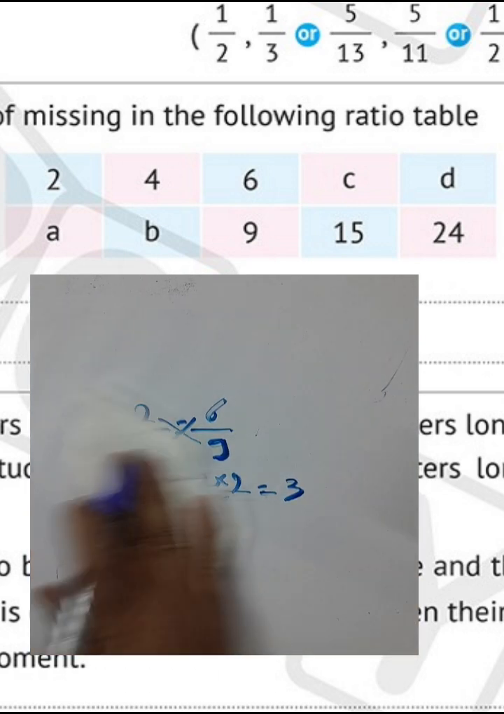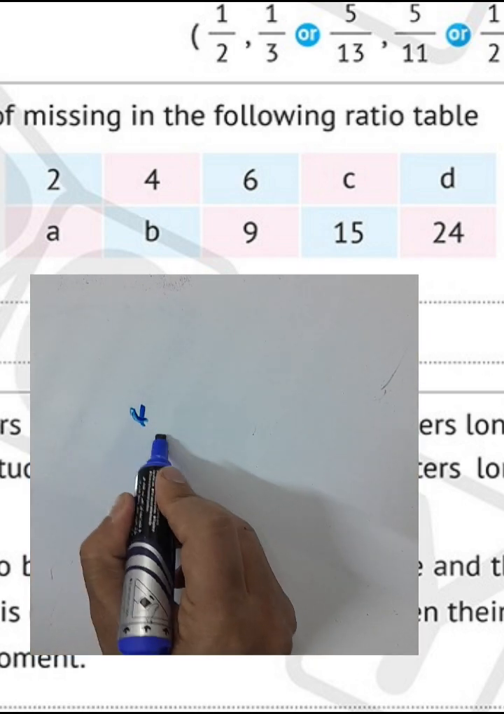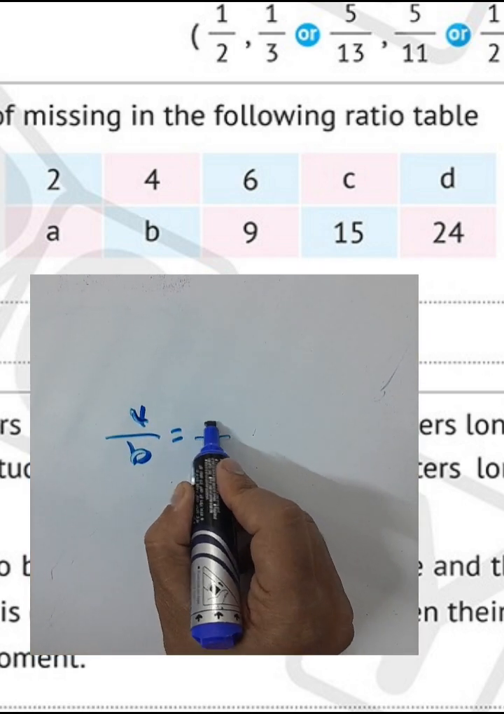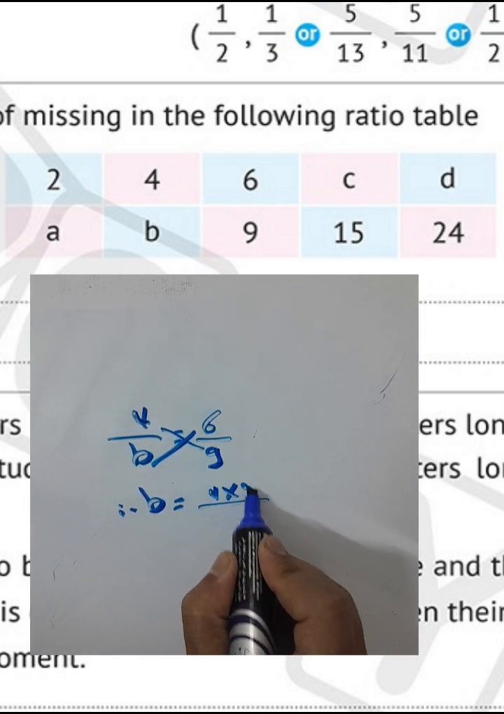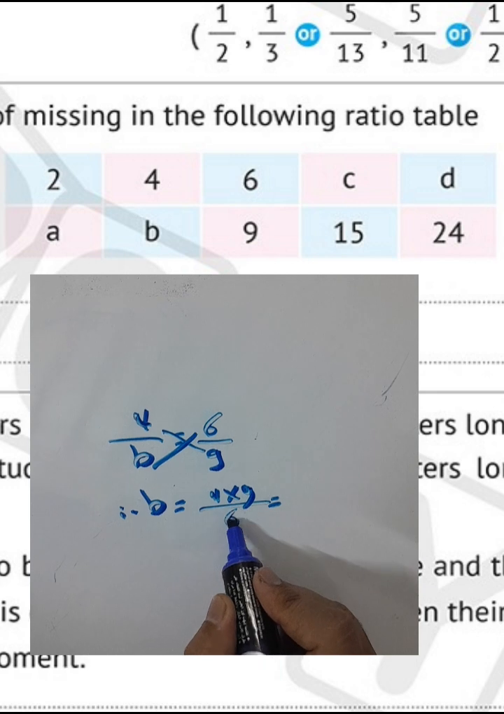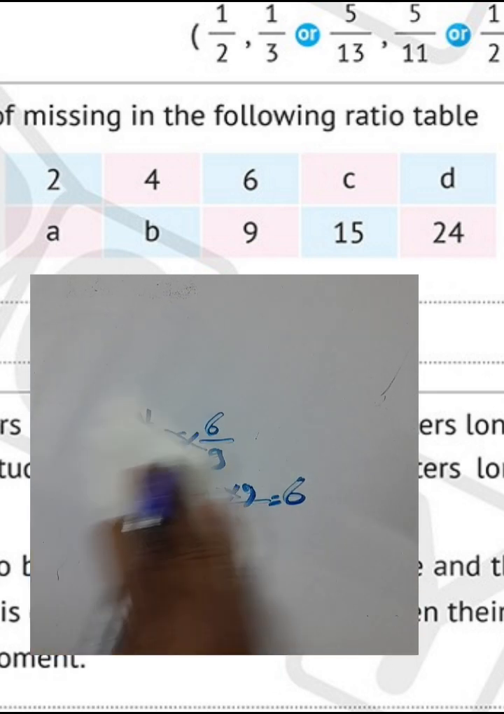Then the value of A equals 3. We can find the value of B, right? 4 over B equals 6 over 9. Then the value of B equals the product between them, 4 times 9 over 6. 4 times 9 is 36, divided by 6 equals 6. So the value of B equals 6.